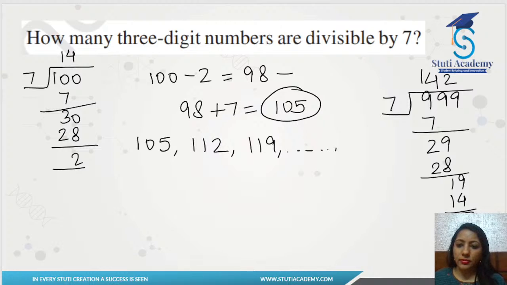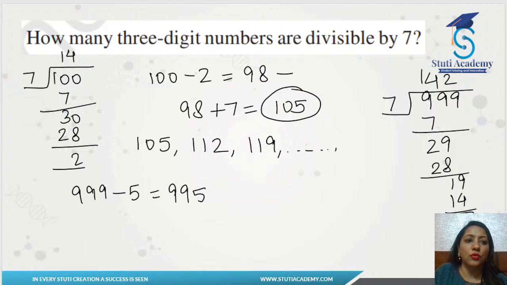So if I take 999 and I subtract 5, the remainder, I will get 994. 999 minus 5 gives 994. That's the last 3-digit number which is divisible by 7. So that's how we get an AP. We've got an AP here, and 994 we have got.